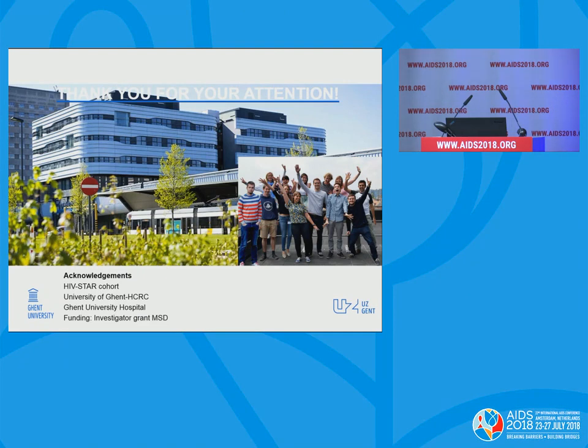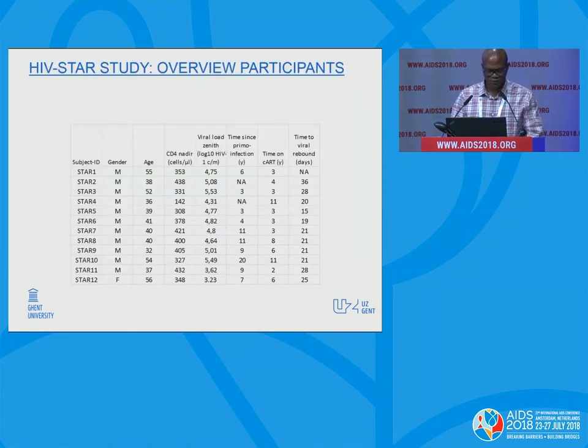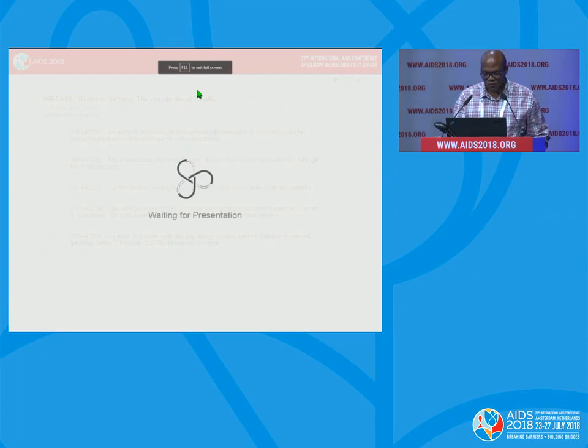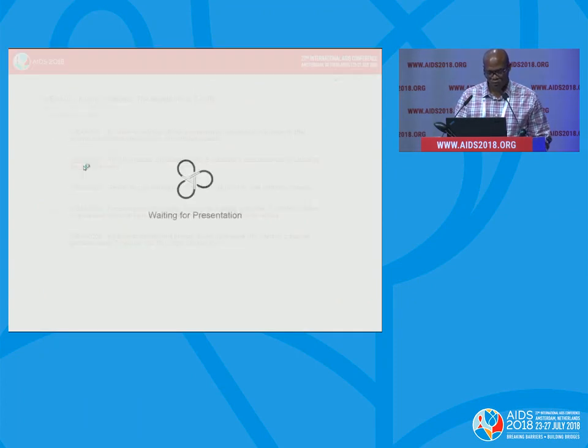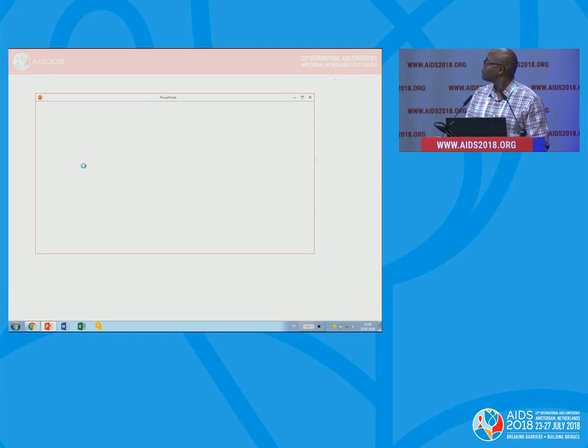So the second talk will be given by Shahid Abdullah, who is a postdoctoral researcher at the Oregon Health and Science University. And Shahid is the recent awardee of an IAS prize at this meeting. He will discuss unconventional T cells restricted by the conserved MHC class E molecules. Shahid?